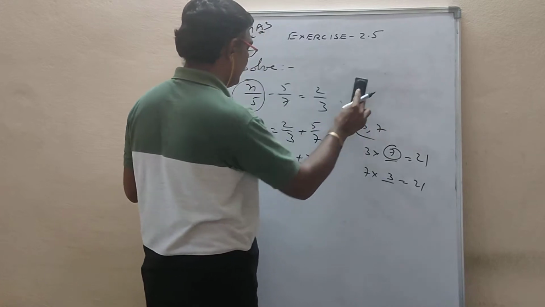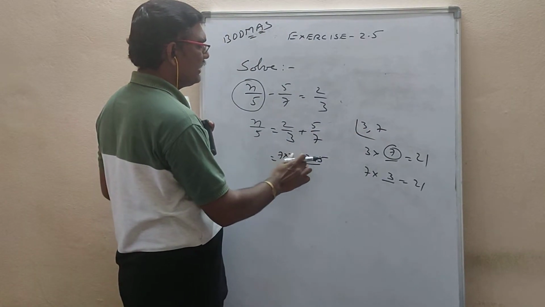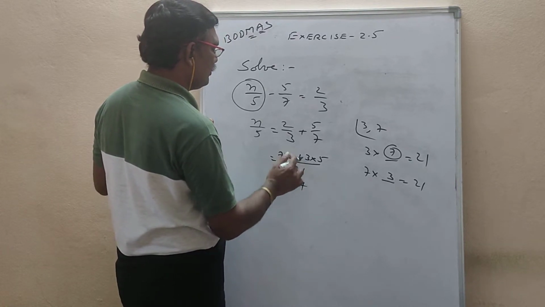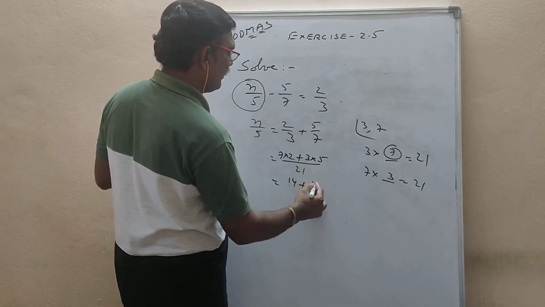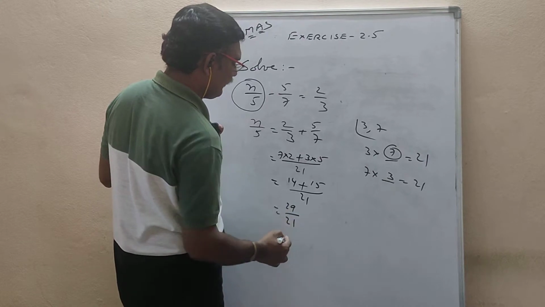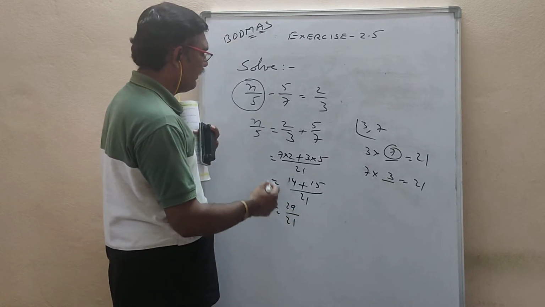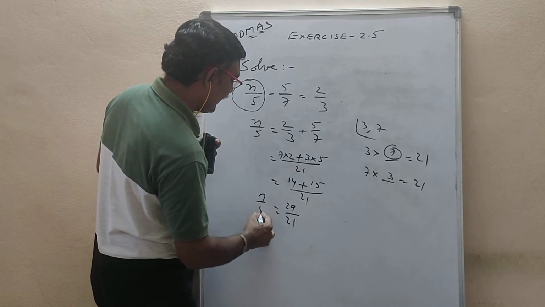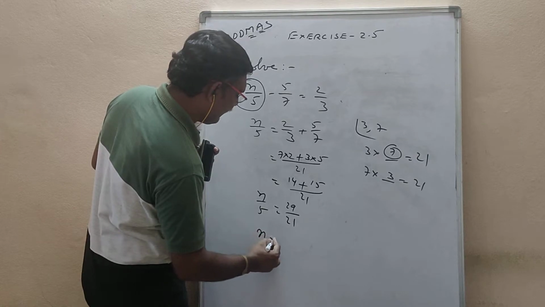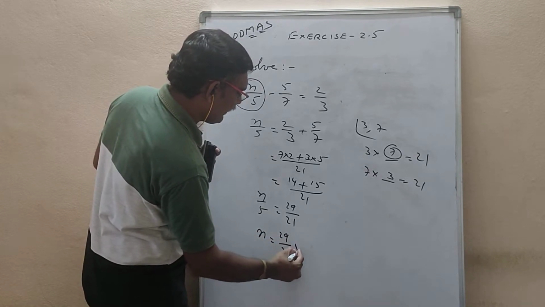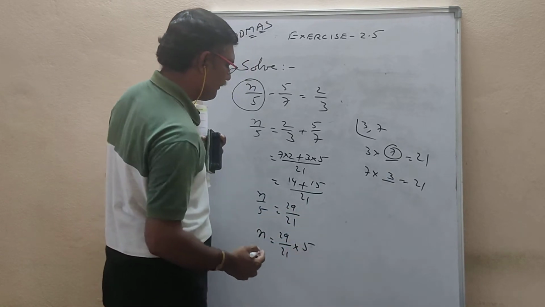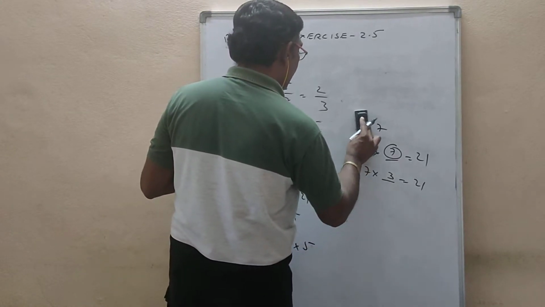So first go for multiplication. Here a multiplication symbol is there, and here too. The plus symbol you write as it is. 7 twos are 14, 3 fives are 15, by 21. 14 plus 15 is 29, so 29 by 21. This is the value of n by 5. But I want the value of n only. So to get the n value, 29 by 21, this 5 is dividing here. If it is taken to this side, it will multiply. So n equals 29 by 21 into 5.